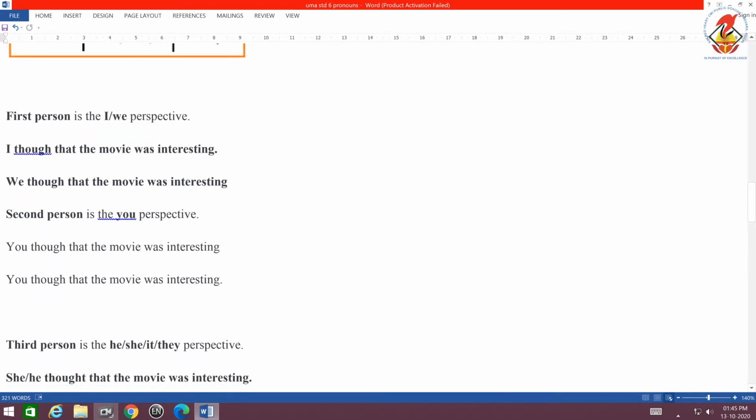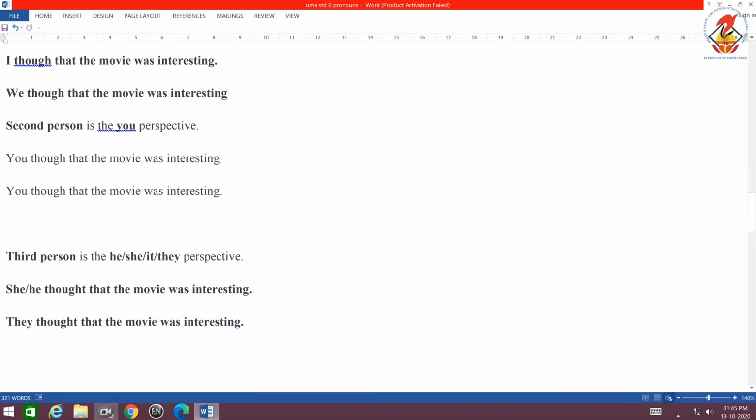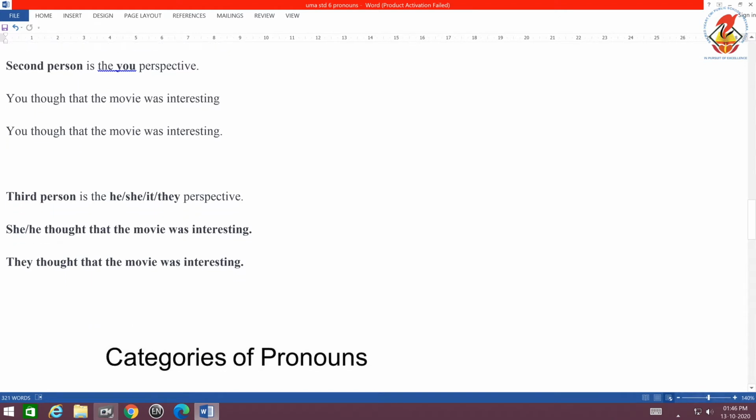Now, the next one is third person, the he, she, it, they perspective. He, she, it, they perspective. That is the third person. You see here, third person is the he, she, it perspective. He thought that the movie was interesting. You can turn that to plural. They thought that the movie was interesting.